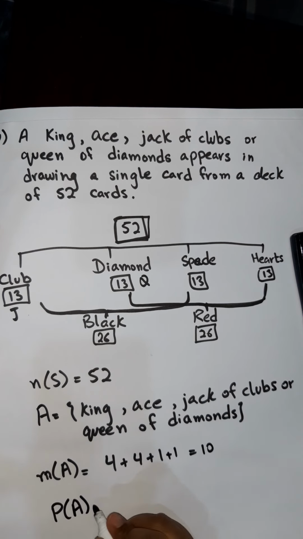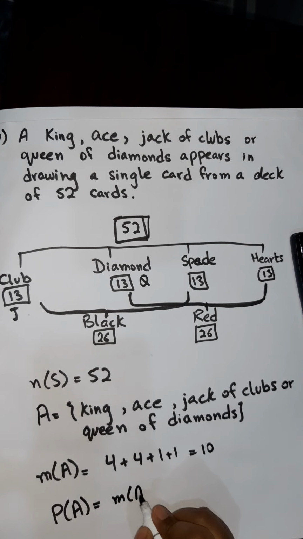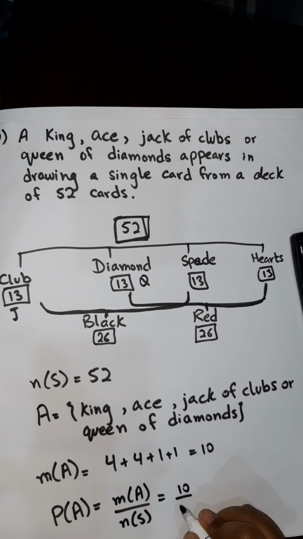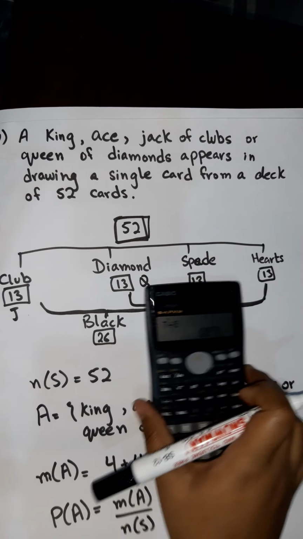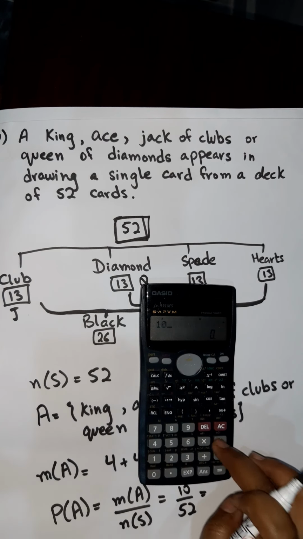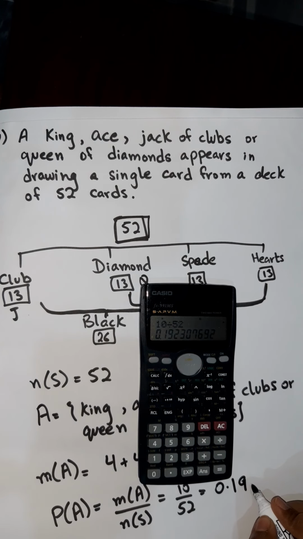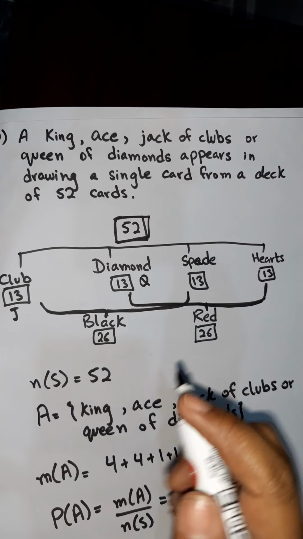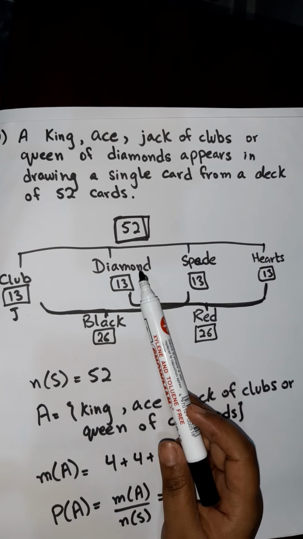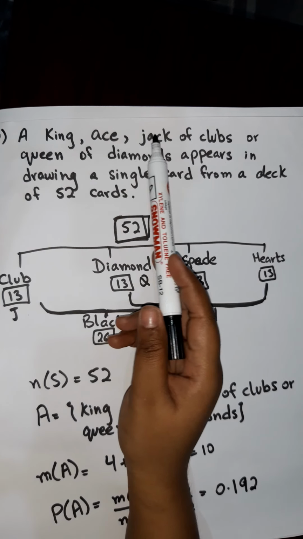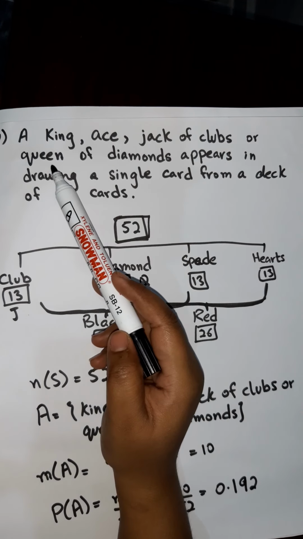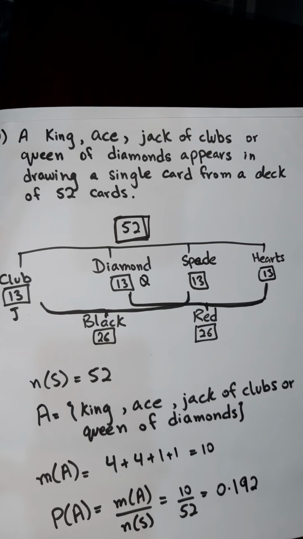Now again, probability of A is equal to n of A divided by n of S. So 10 divided by 52. 10 divided by 52 is 0.192. So this is the probability that when a card is drawn from 52 playing cards, a king, ace, jack of club or queen of diamond appears.